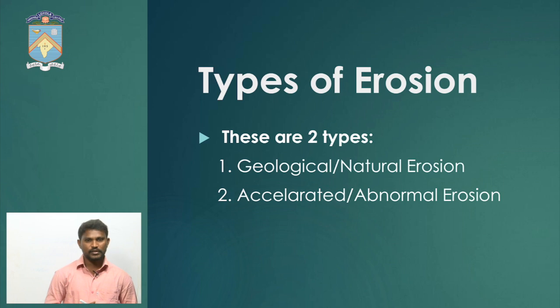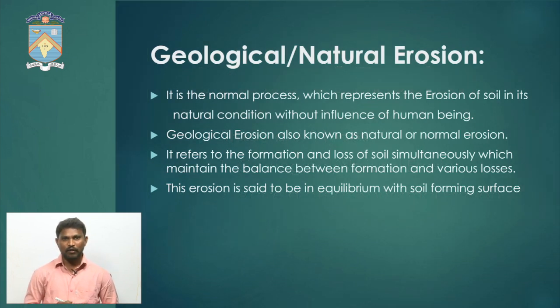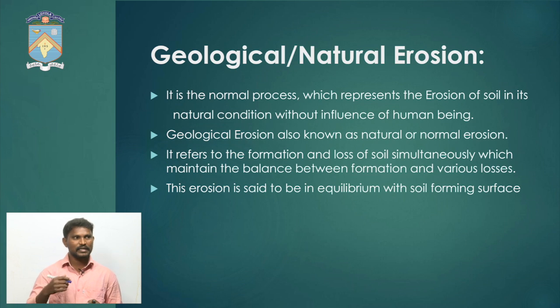There are two types of erosion: geological erosion and accelerated erosion. Geological erosion is also called natural erosion. Why do we call it natural erosion? Because this type of erosion occurs through natural agents, like water and wind. Here in this type of erosion we can observe an equilibrium between the loss of soil and the formation of soil particles. It is also called normal erosion.